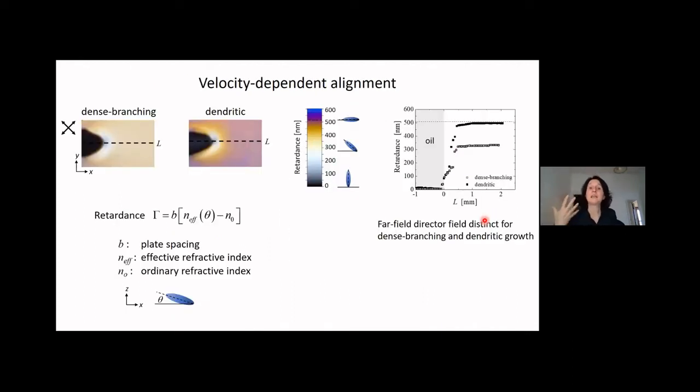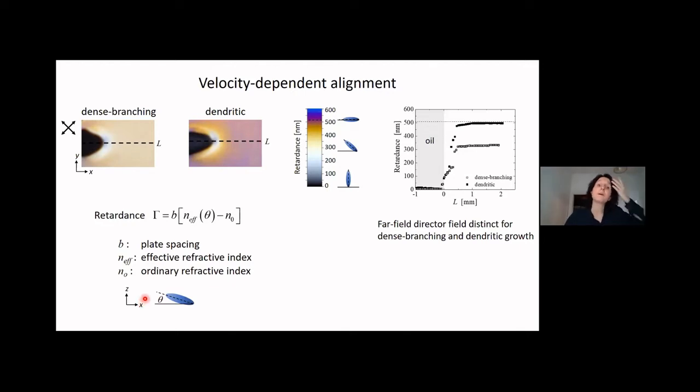And so we can characterize this velocity-dependent alignment by measuring the optical retardance in front of a finger along a distance L, both for dense branching and for dendritic growth, where the optical retardance depends on the plate spacing and, more importantly, on the birefringence of the liquid crystal, which depends on the out-of-plane polar angle of the directors. So this out-of-plane polar angle is the angle in between the direction of the gap. So C is the gap direction, and X here would be the flow direction.